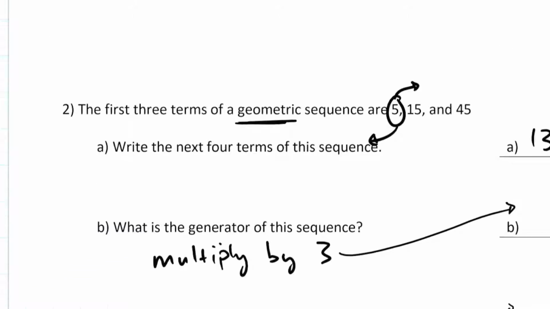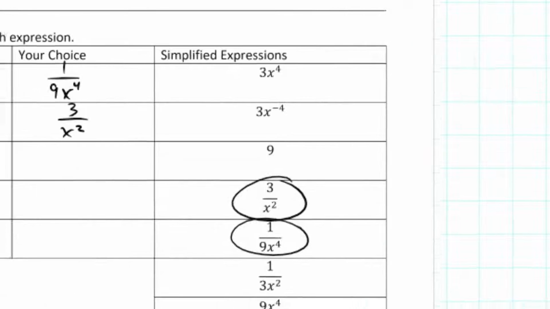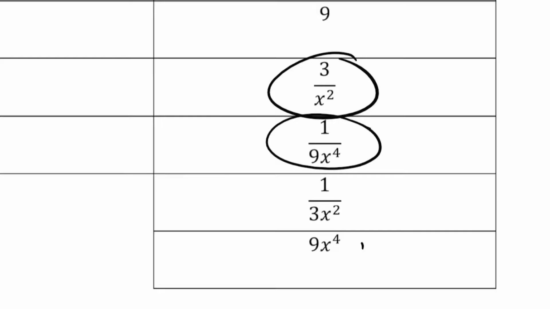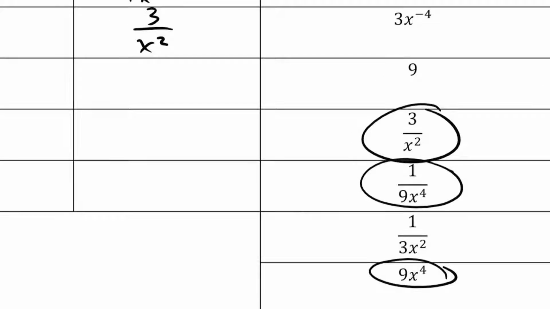Is it here? Oh, I just lost everything. Where'd those go? Here they are. 9x to the fourth. Yeah, it is. It's the last one listed. So this is 9x to the fourth.